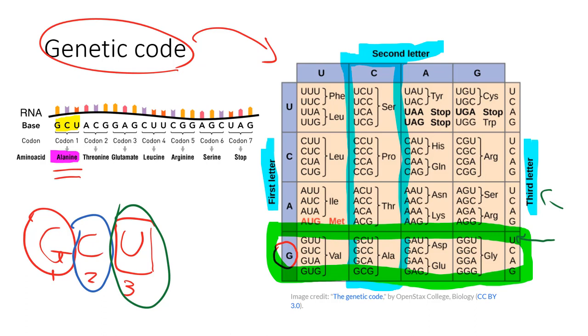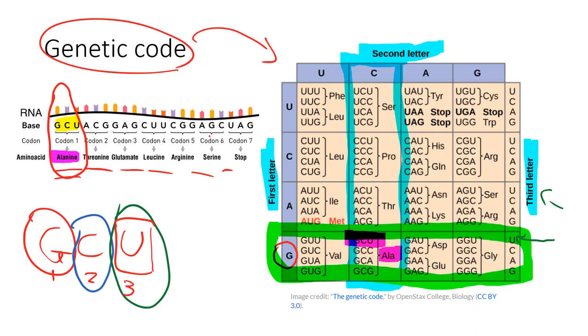Let me choose a right color here. We have GCU right here, and that GCU codes for alanine. GCU, alanine. Now we confirm that what we have here is GCU, alanine. And then you can move from codon to codon and identify every single one of them. So let's try another one.